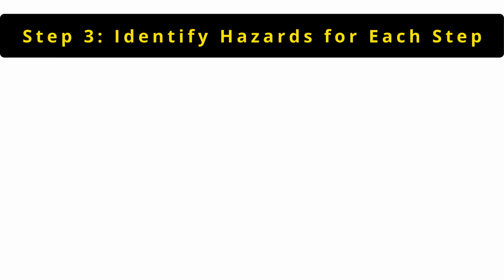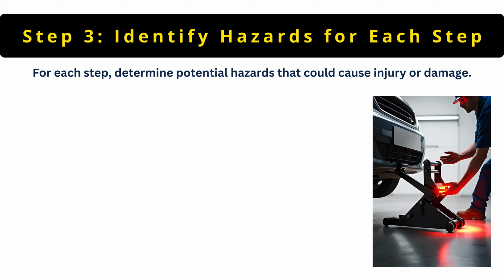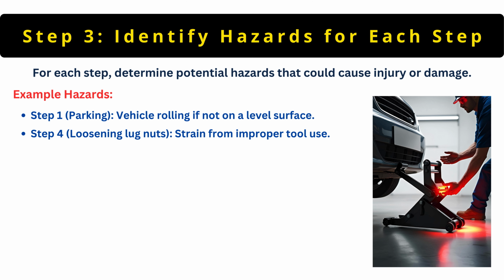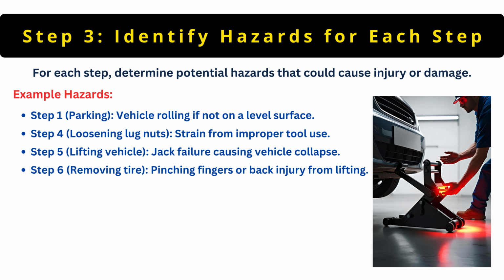Step 3. Identify hazards for each step. Here's where safety gets proactive. Ask, what could go wrong? For each step, parking, vehicle could roll if not on level ground. Loosening lug nuts, wrench could slip, causing hand injury. Lifting the car, jack could fail, crushing someone. Removing the tire, heavy lifting might strain the back. Every hazard you spot is a chance to prevent an accident.